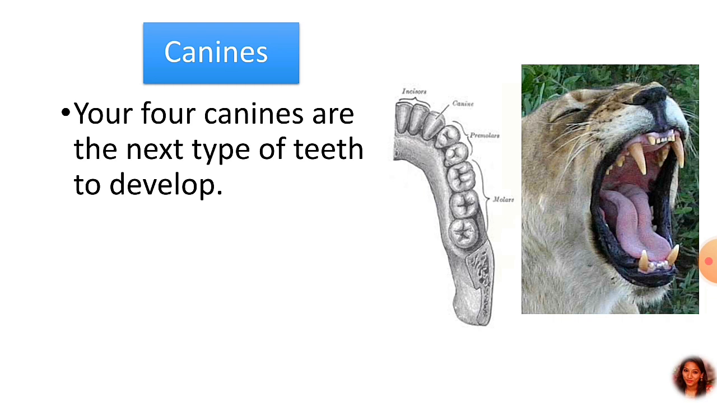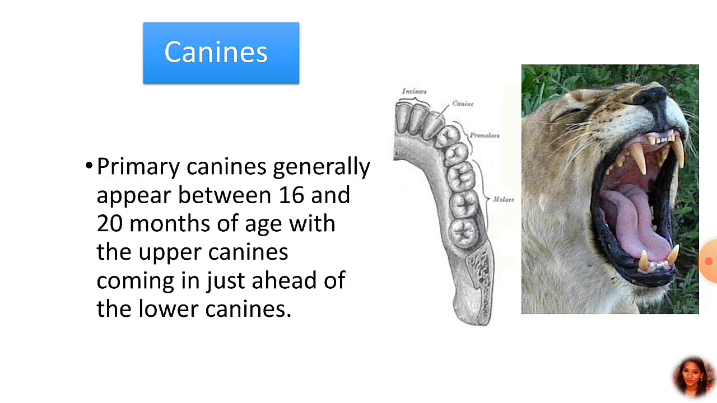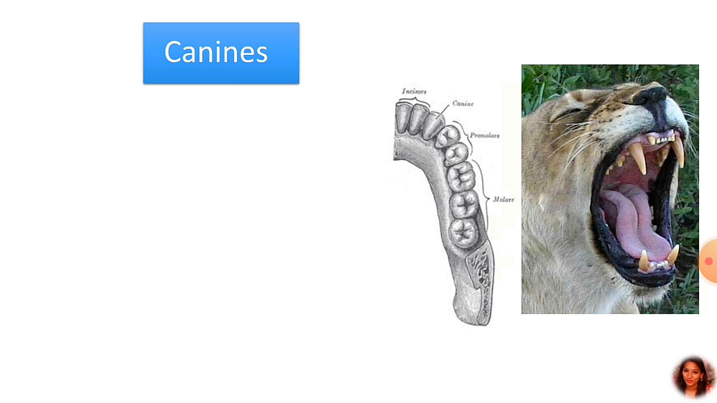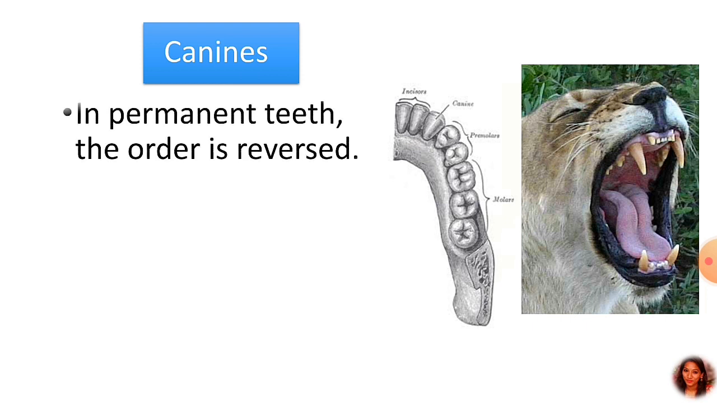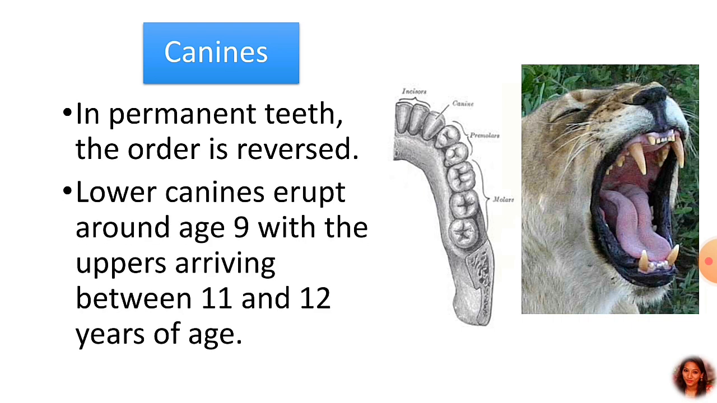Your canines are just the next type of teeth after the incisors, and these are your sharpest teeth and are used for ripping and tearing food apart. Not only this, the primary canines generally appear between 16 and 20 months of age, with the upper canines coming in just ahead of the lower canines. In permanent teeth, the order is reversed, where lower canines erupt around age 9, with the upper arriving between 11 and 12 years of age.